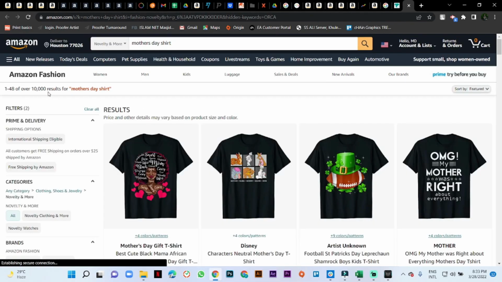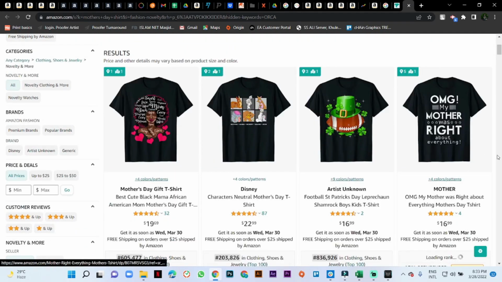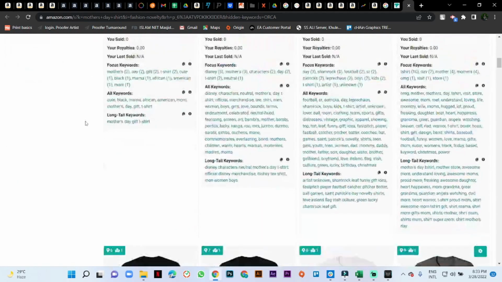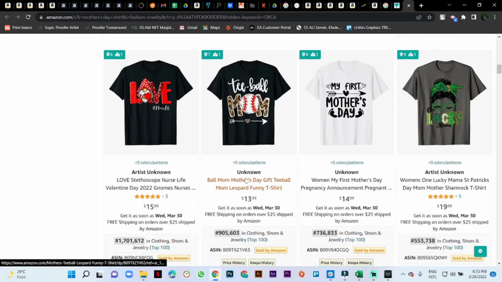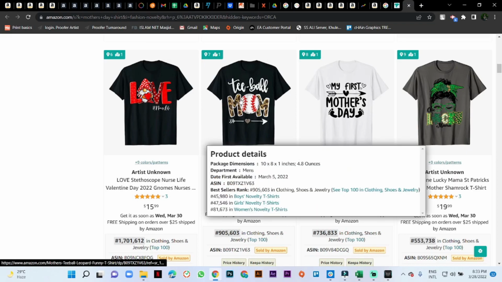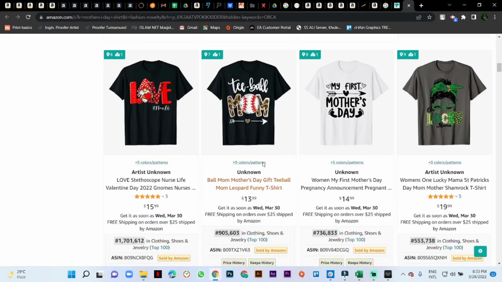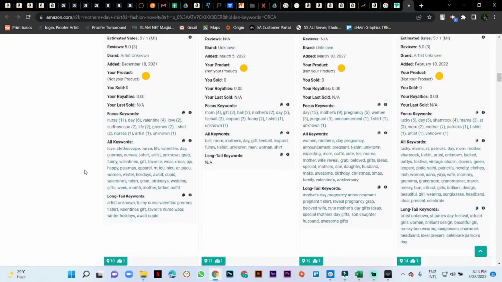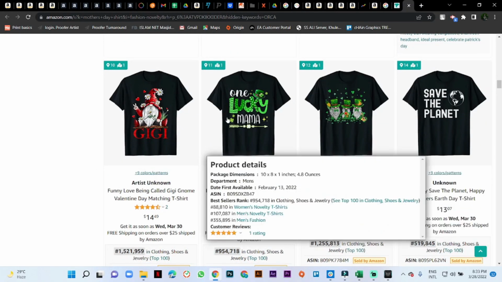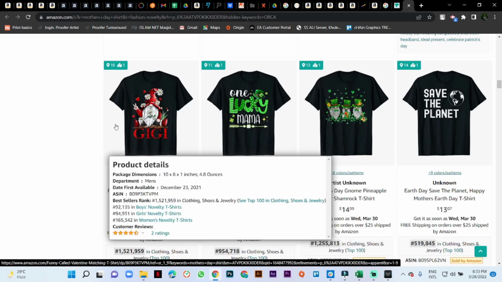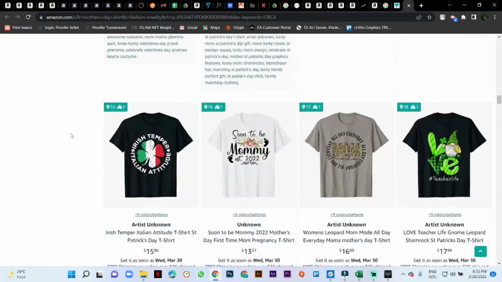Now you can see it's reduced to 10,000 results. We are getting closer to our target already, and let's see what it says. Ball Mother's Day shirt. So this is something they are crossing with sports and Mother's Day. And also this one is leopard. Leopard is something you can actually cross with your Mother's Day shirts, because leopard is always a good thing to cross with your designs to attract especially women. You can see they are also crossing it with St. Patrick's Day, but St. Patrick's Day is already over, so let's skip them.